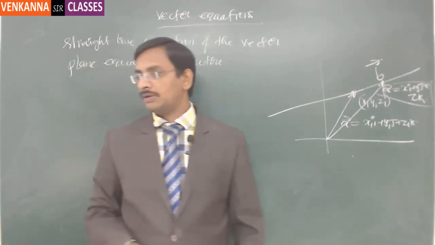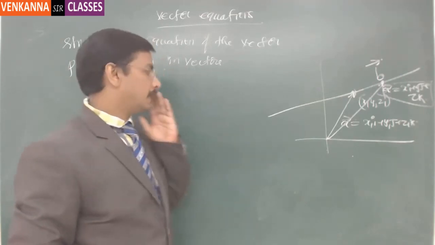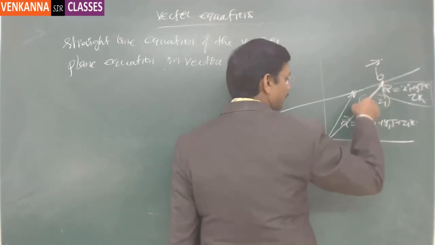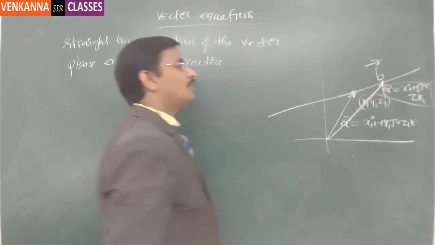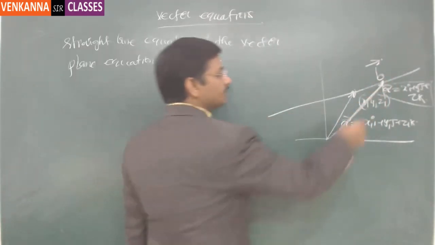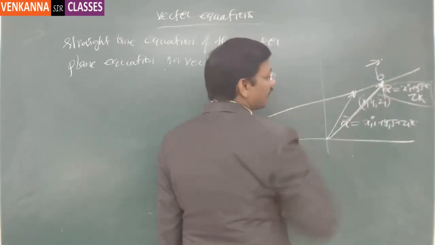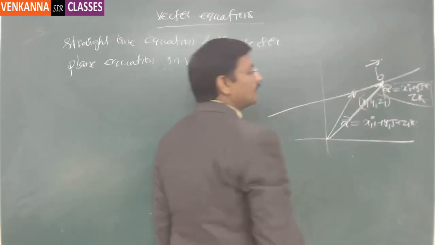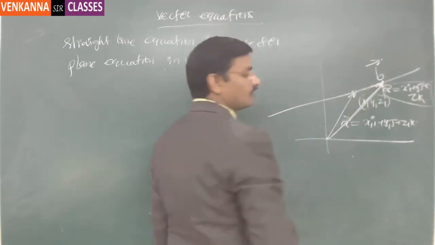Yeah, right. So this is nothing but the line. Now in this equation, this r value you have to identify. If you want to identify the r value, this is the r vector, right? So if it is the r vector, then this line is actually in the direction of b.